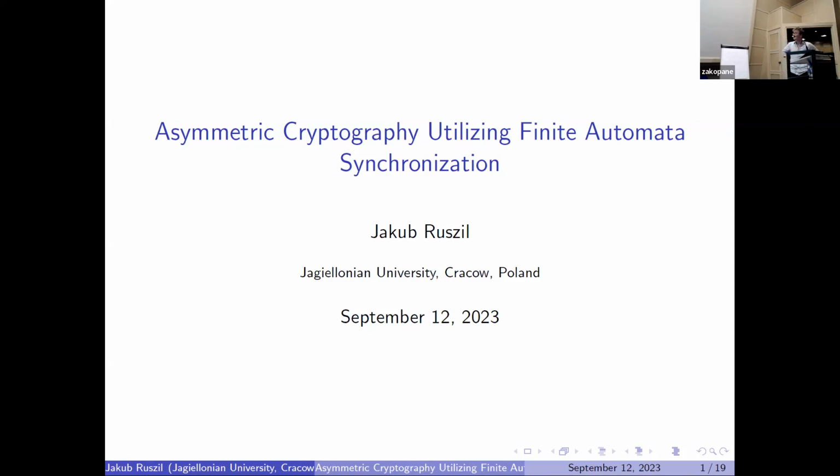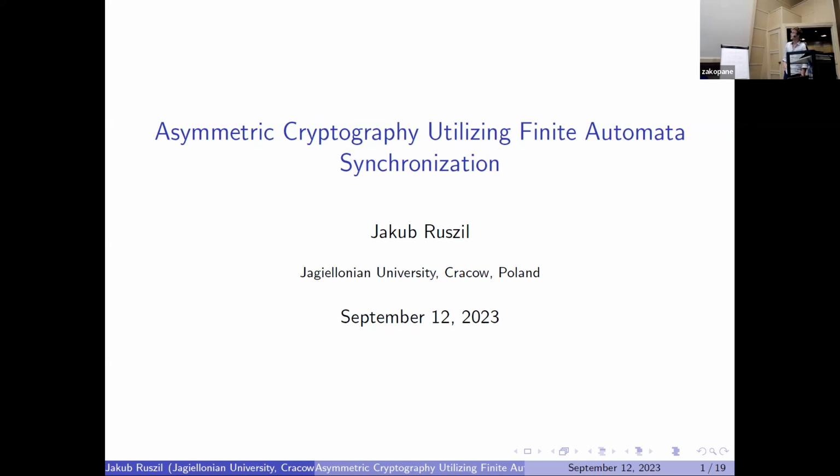So it may seem a little peculiar, but there is some mathematics and even some kind of application of it. What I will talk about is work in progress, really work in progress, and it's my concept that I came up with about a year ago. It started with a question: can we use finite automata synchronization to design an asymmetric crypto system?